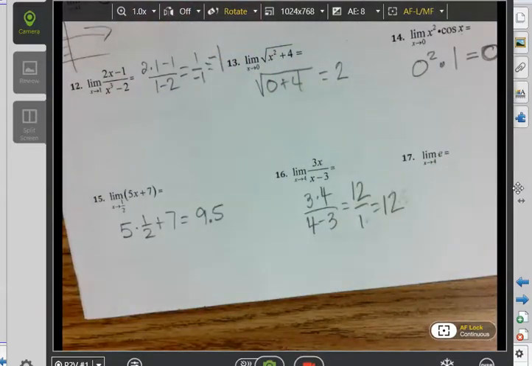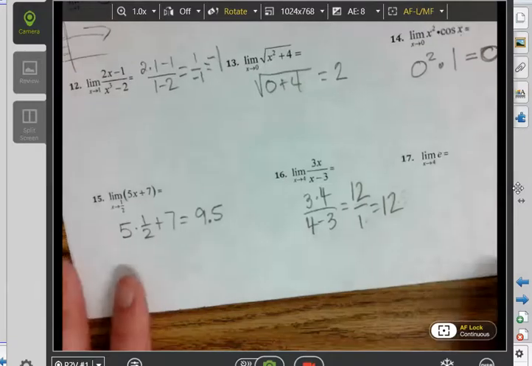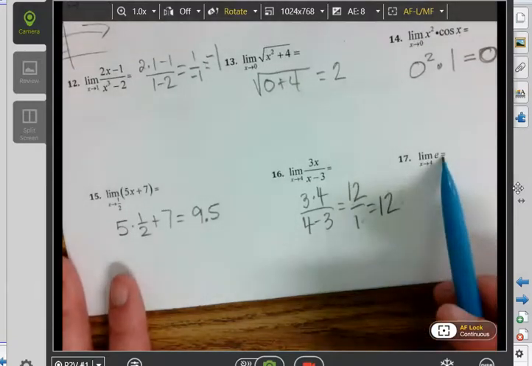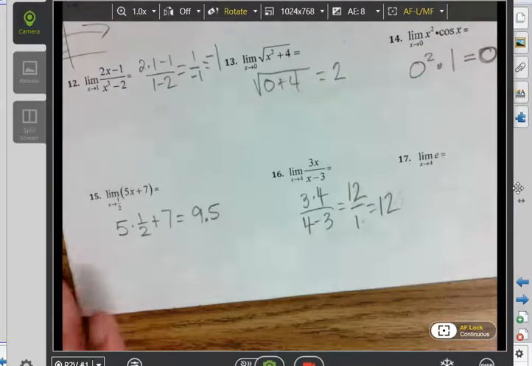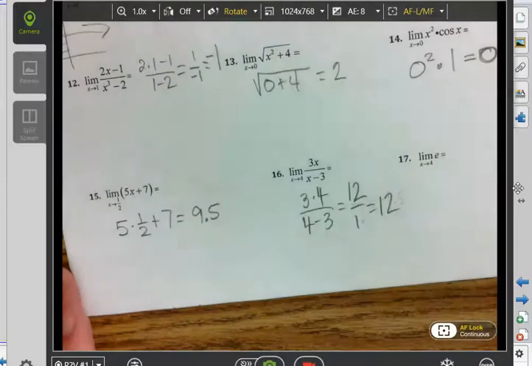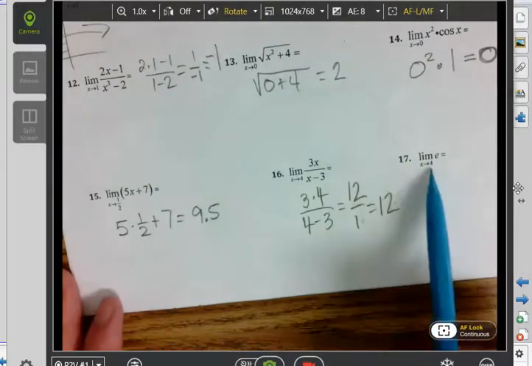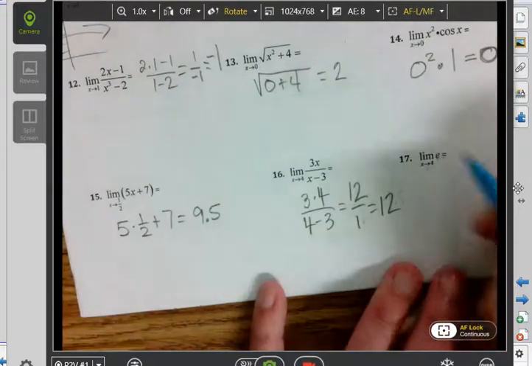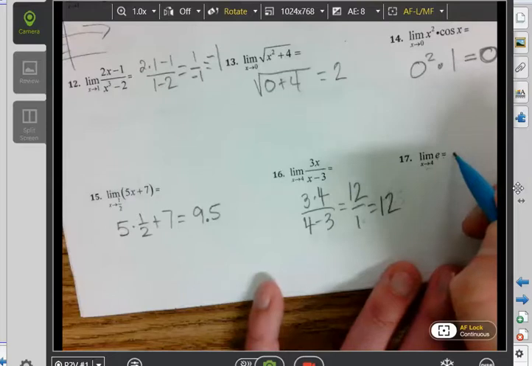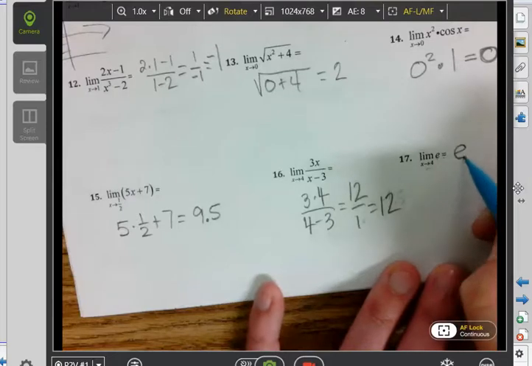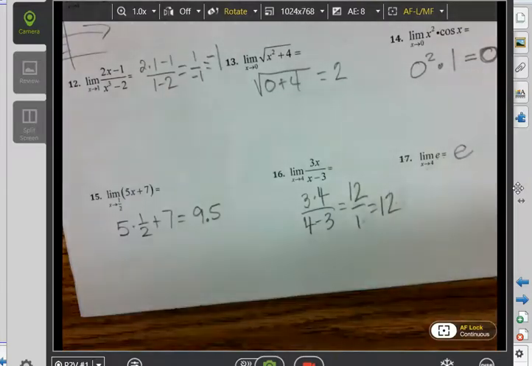Number 17 is a constant function. Don't be confused by the fact that the constant is e. Okay, so it's going to go straight across at about 2.7. And so no matter what your x value is, your y is always going to be at what value? E, good. All right, turn the page.